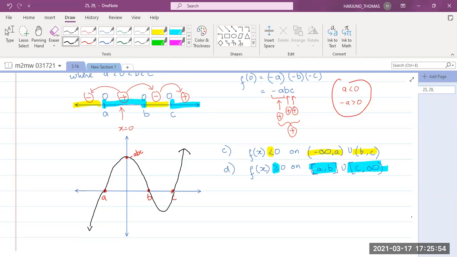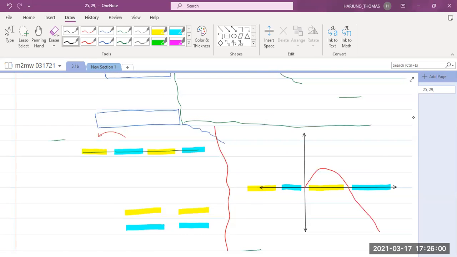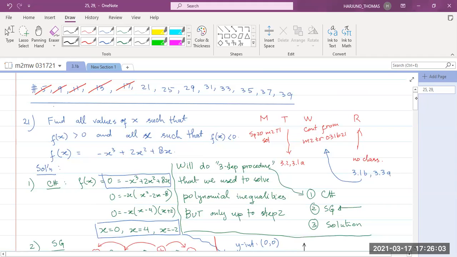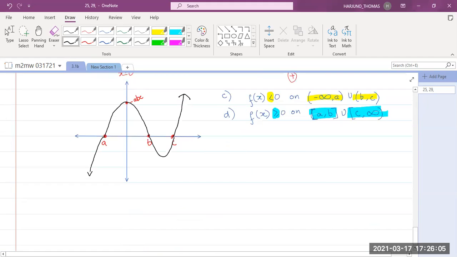Okay, that's for number 33. Number 35. We get more into theoretical problem. Number 35. Let f(x) be a polynomial such that the coefficient of every odd power of x is 0.